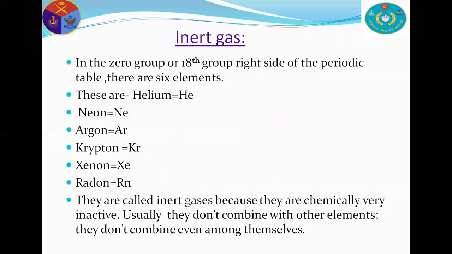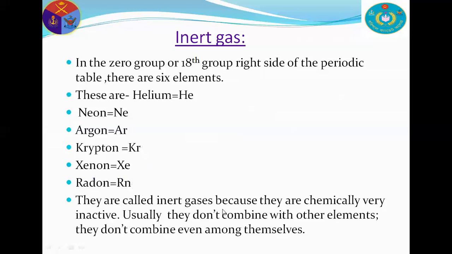Inert gas: there are 6 elements in group 18 and they show stability and have 8 electrons in the outermost energy level, and they do not want to react with each other. This type of elements are called inert gases: helium, neon, argon, krypton, xenon, and radon. These are the inert gases and they do not want to react with other elements.